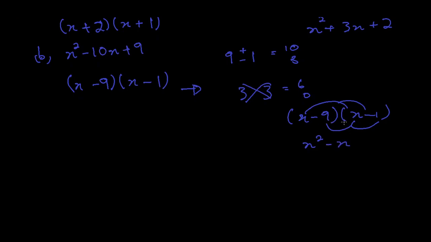Negative 9 multiplied by x is minus 9x. Negative 9 multiplied by negative 1 is positive 9. Remember, negative multiplied by negative is positive. So you drop this as it is. These are like terms, so it's minus x minus 9x. It's going to bring you to minus 10x. Then you drop the 9 as it is.